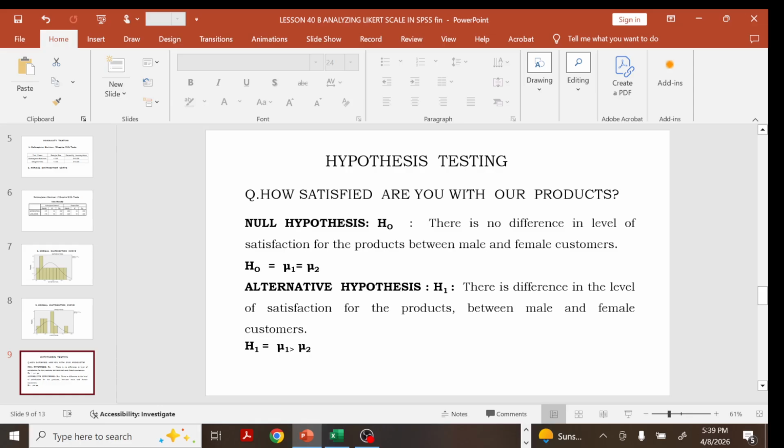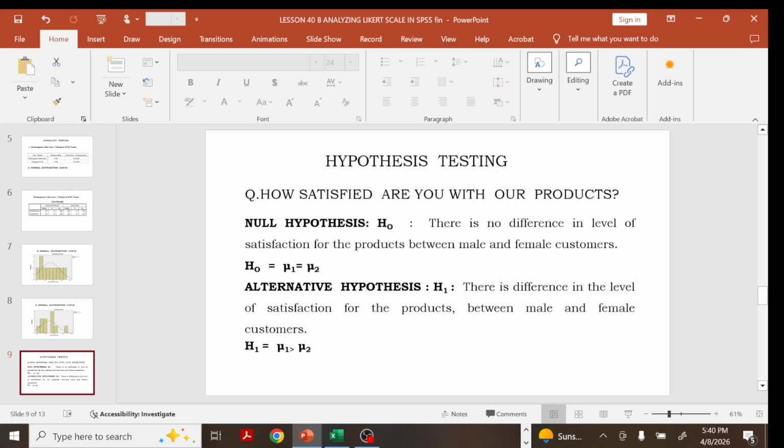In this case, the mean of the male should be equal to the mean of the female. However, in the alternative hypothesis, we say there is a difference in the level of satisfaction for the products between male and female customers. So in this case, the mean for the male could be greater than the one of the female, or the one of the female could be greater. So we have a two-direction hypothesis about that. Do you remember? This one is called a two-tail hypothesis.